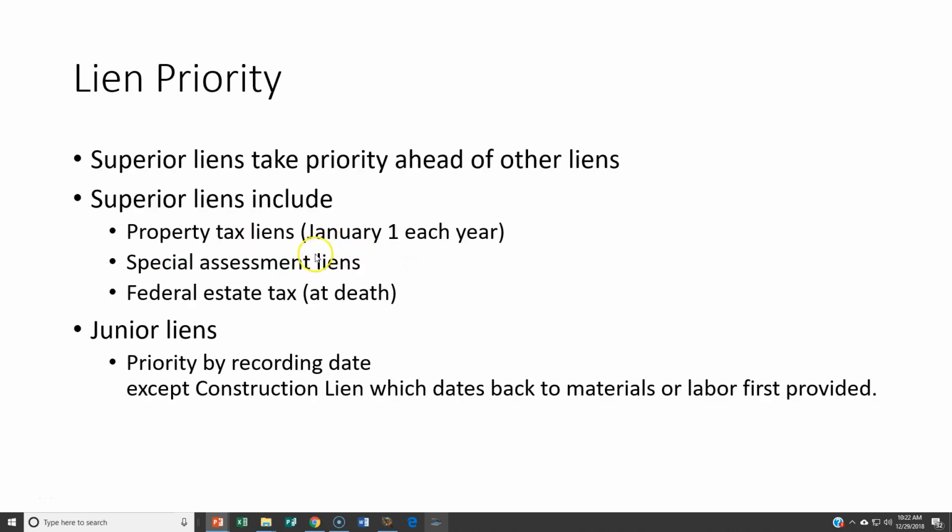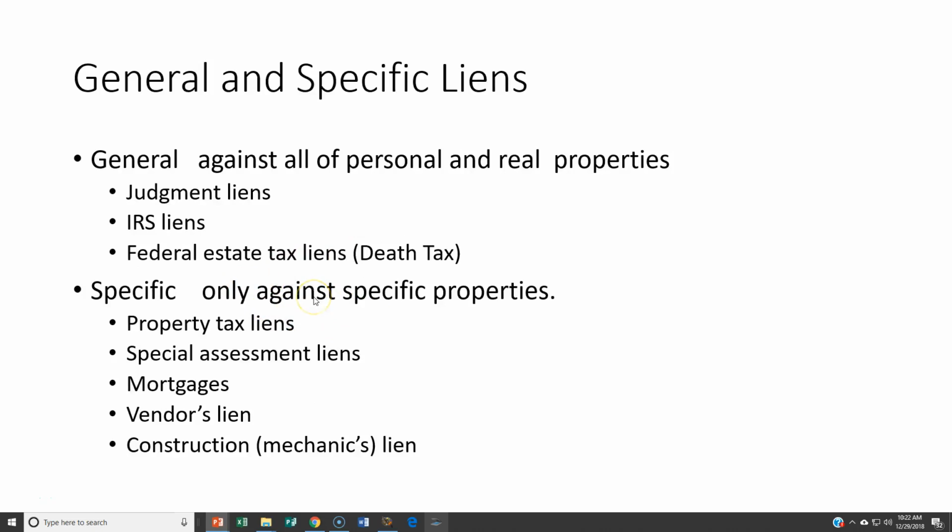Then we have specific liens. These are specifically against a particular property, like property tax liens, a special assessment for that property, a mortgage on that property, a vendor's lien, and a construction lien. These are called specific because they are only applicable against one particular property.